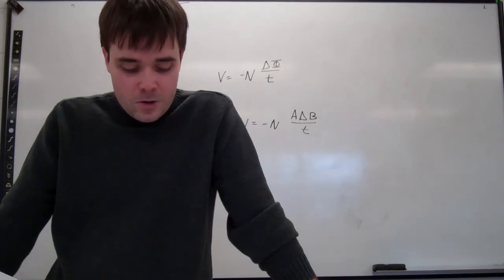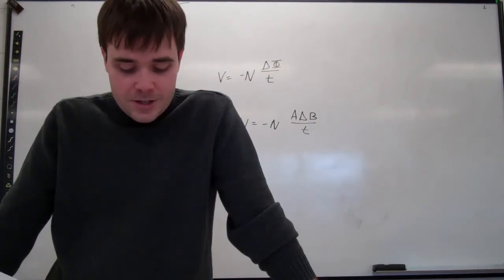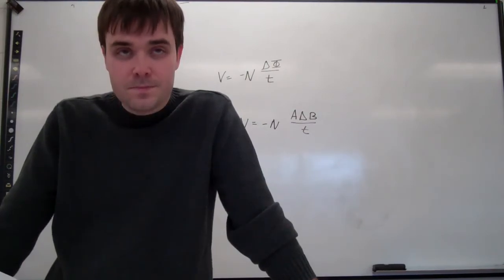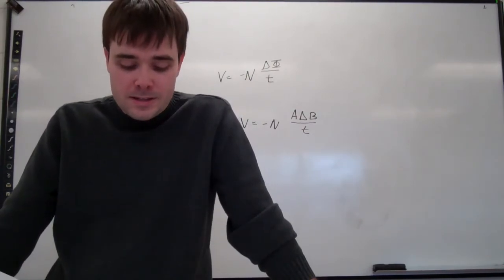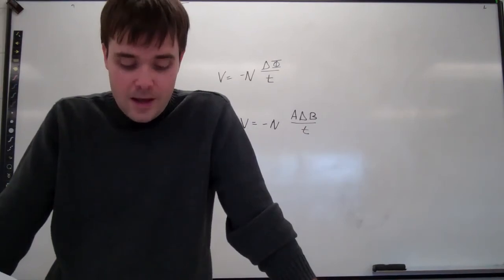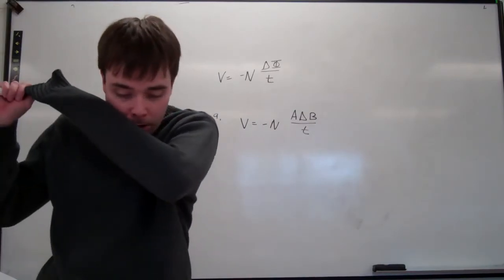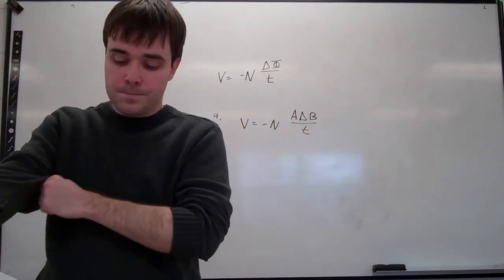Number 21. Which compass needle orientation in the figure above might correctly describe a magnetic field at that point? Remember, they come out of the north and go into the south. So A.